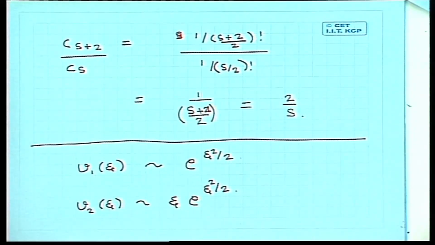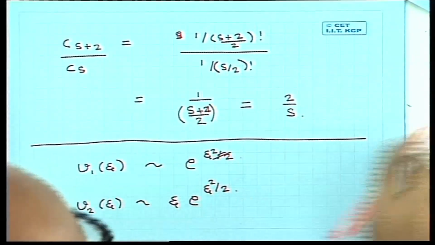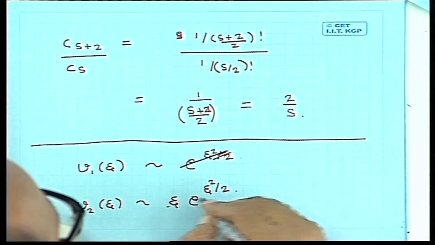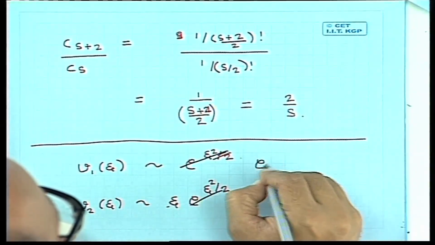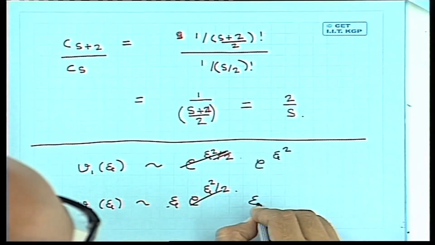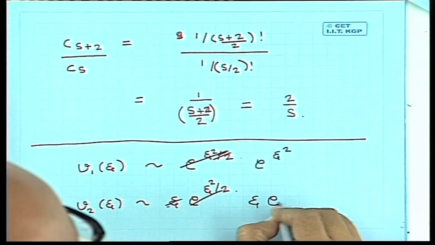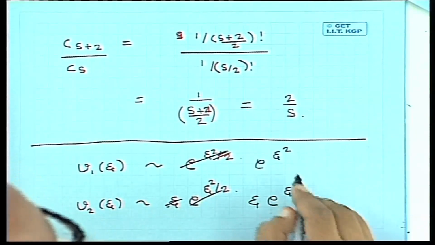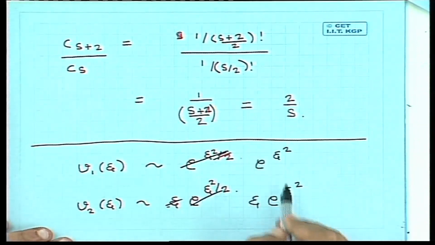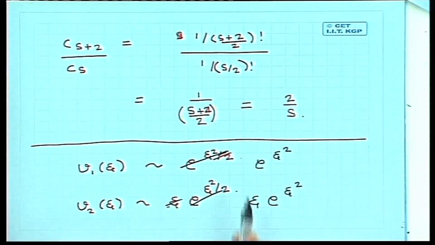So for large xi, we are led to the conclusion that, no, sorry, there should be no power of 2 here. So it is just e to the power xi square, and this is xi into e to the power xi square. We had looked at the Taylor coefficients of these, right? So these blow up as xi increases, and it blows up as e to the power xi square.